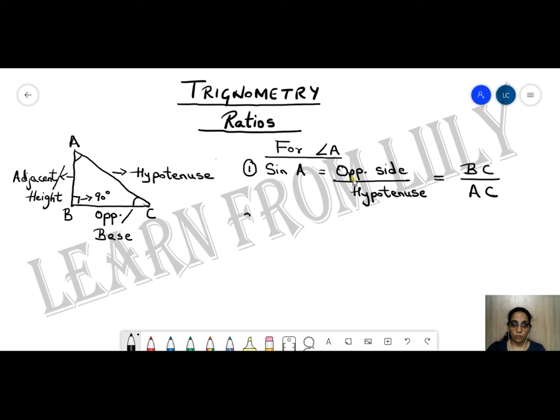Now let us go to the second ratio, and that I am going to call cosec A. Cosec, C-O-S-E-C, cosec A, or in short form you can write it as cosec A. Now here for any angle, the cosec of that angle is adjacent side, I am writing a short form here, adjacent side upon hypotenuse.